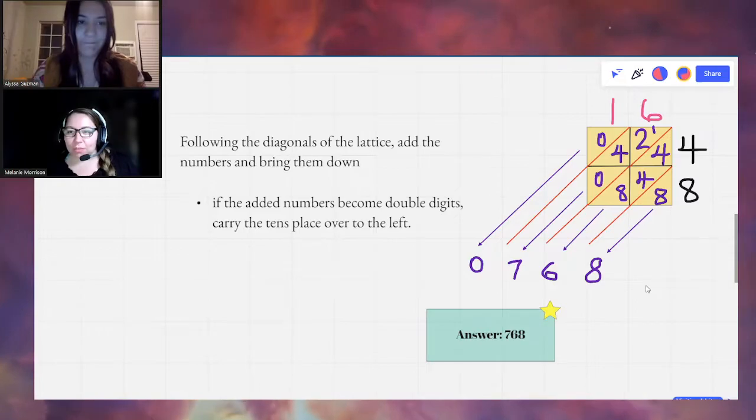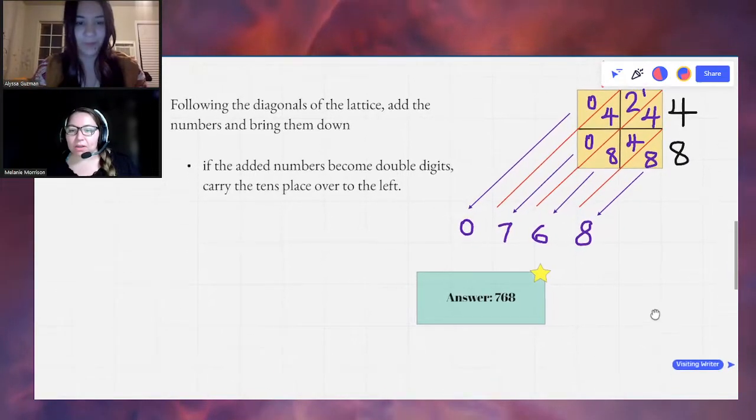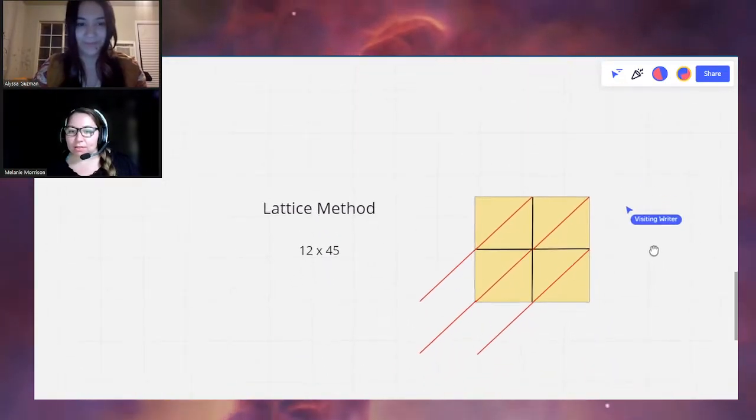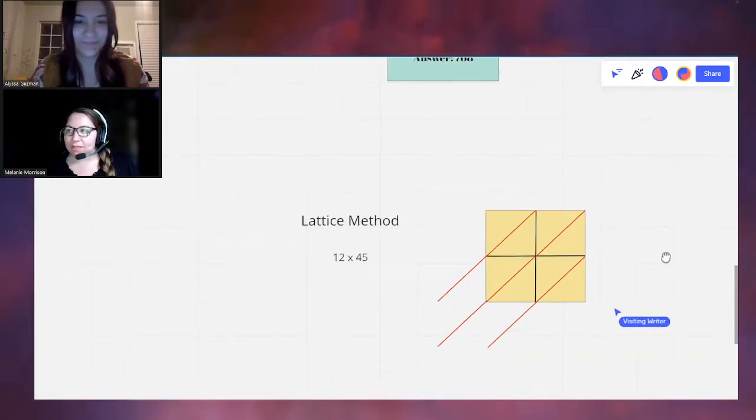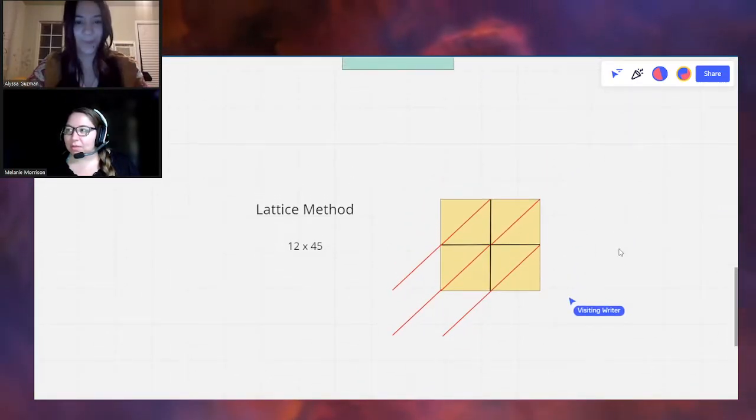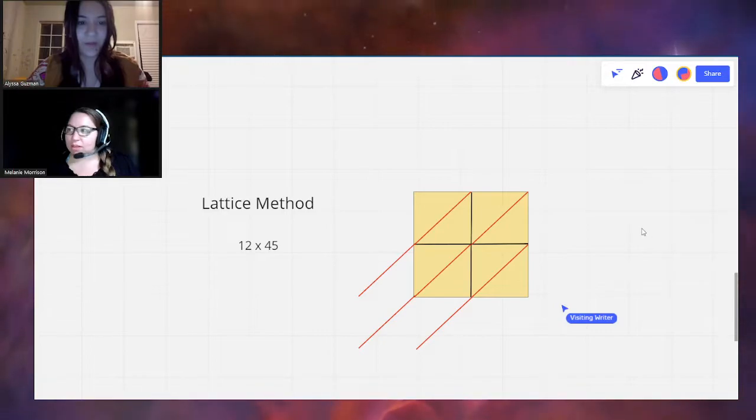Okay, so now that we learned how to do the lattice method, we're going to go ahead and try again. So here we go. Here we have a lattice method problem. It's 12 times 45.